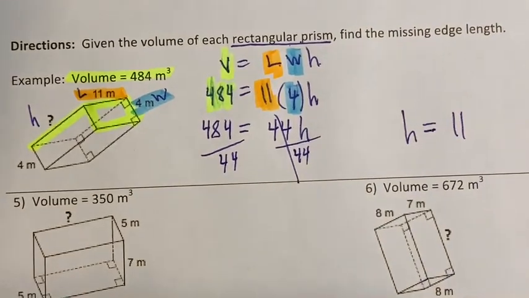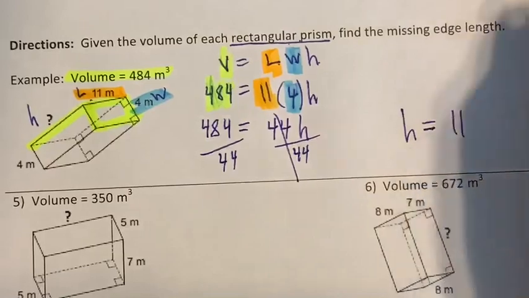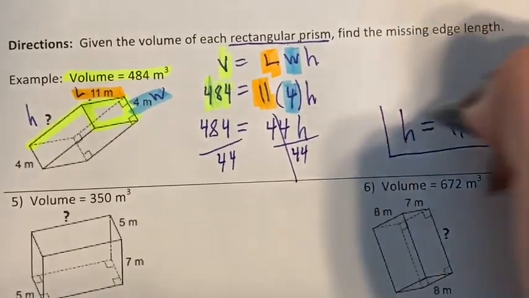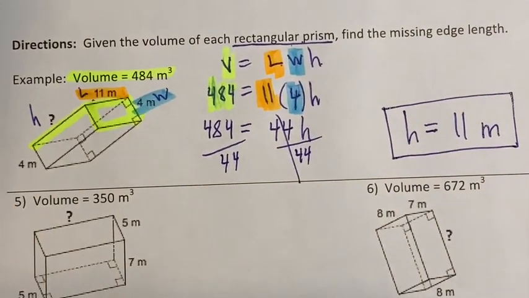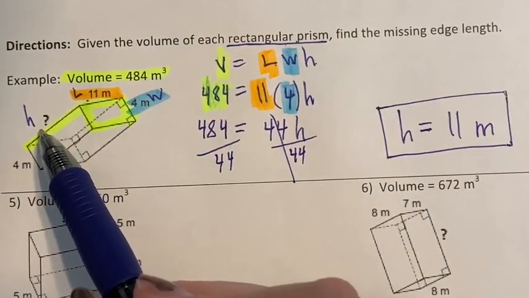And then don't forget units. So when you go back to your figure, because my length and width used meters, my height is also in meters. So final answer here would be that my height, or this missing question mark, is 11 meters.